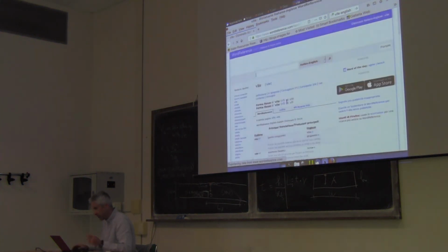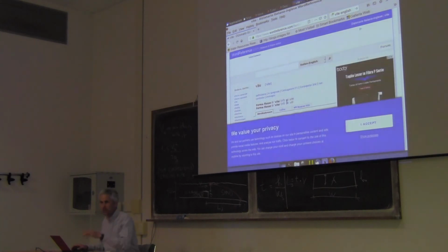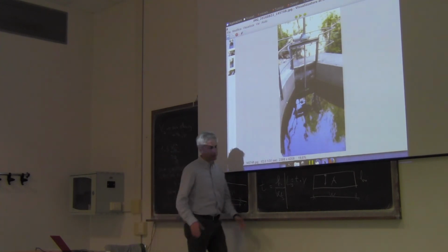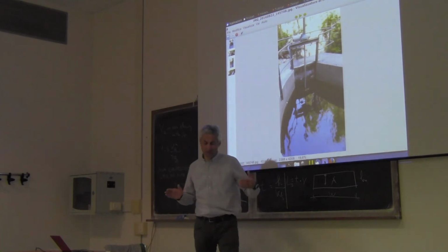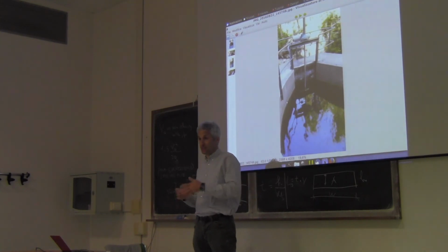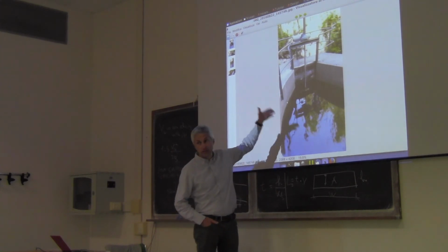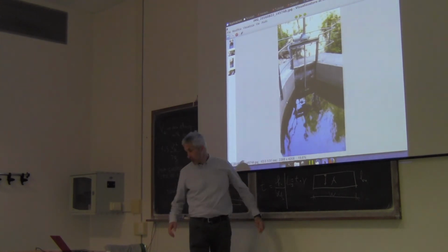A screw. Yeah, a screw. I thought that screw was the word for the screwdriver. No, it's a screw, and it's a screw without end, as we say in Italian, which means that it can rotate indefinitely, and therefore by rotating the screw you get the gate up and down. Okay.